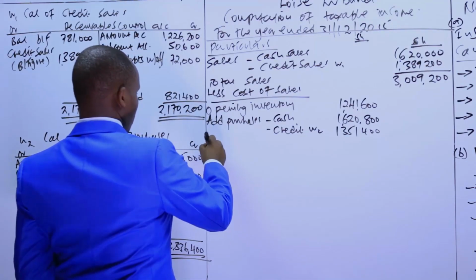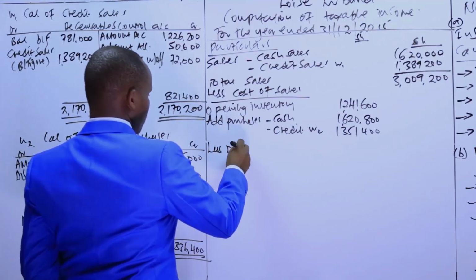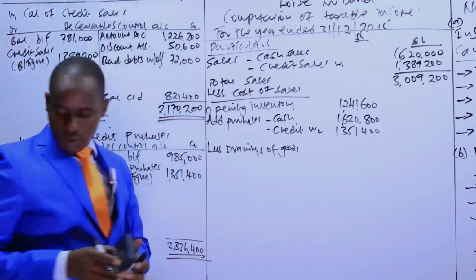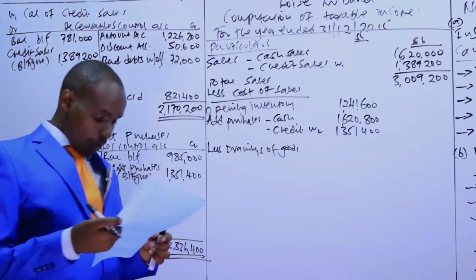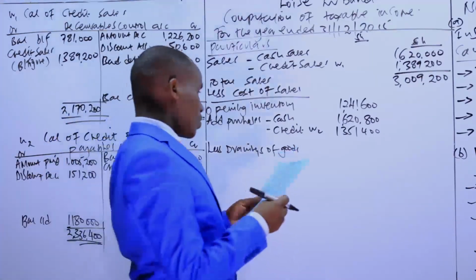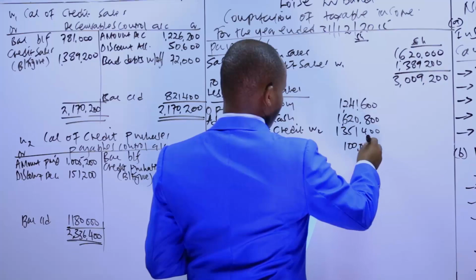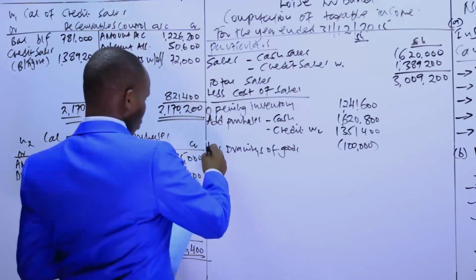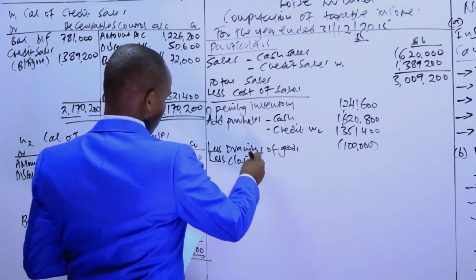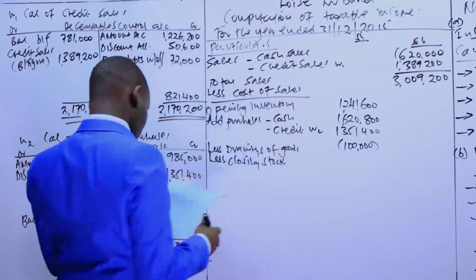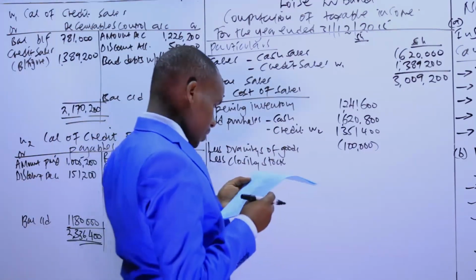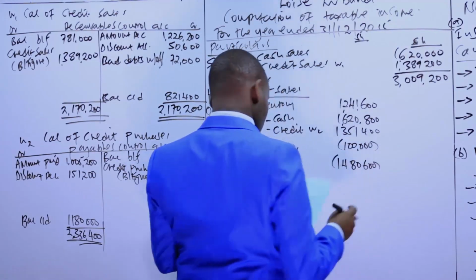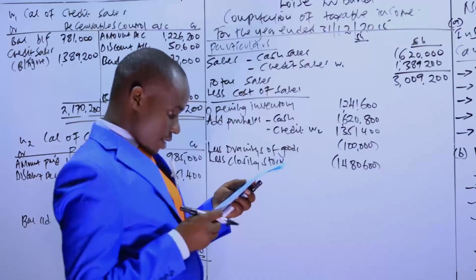Then, after we add the purchases, we less drawings of goods, which is also given. Note number 2, goods withdrawn 100,000. The other item affecting this is closing stock. You also less closing stock or inventory. Closing inventory is 1,480,600.